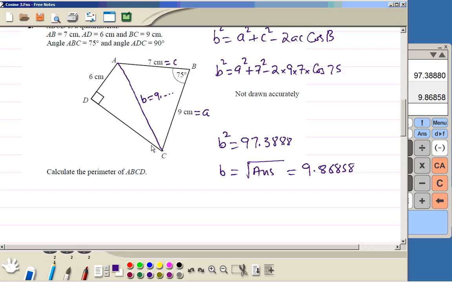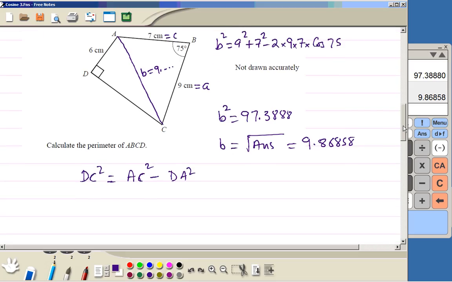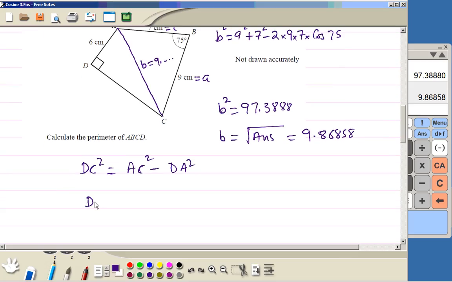Now we have to find DC, because now we can use Pythagoras. So DC squared is going to be AC squared minus DA squared. So DC, just take the square root of AC squared minus DA squared.